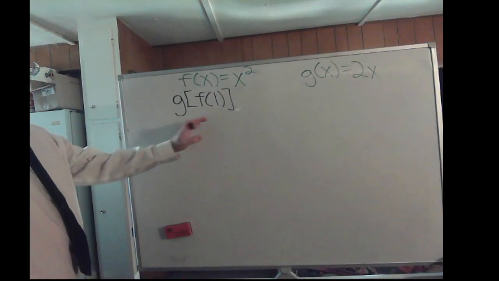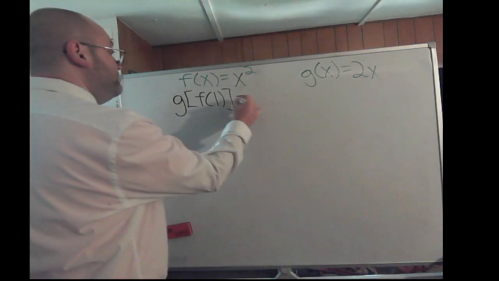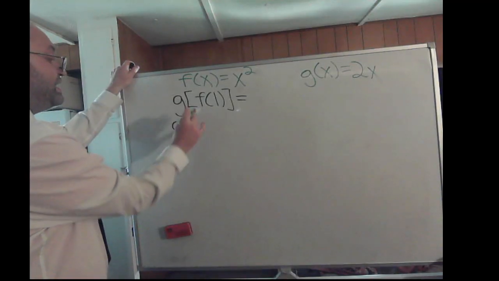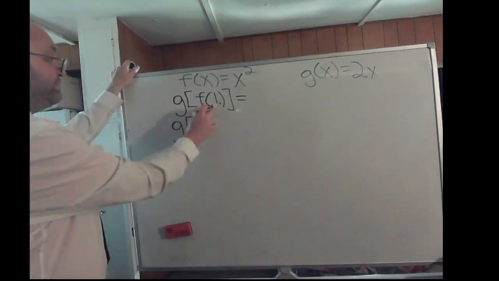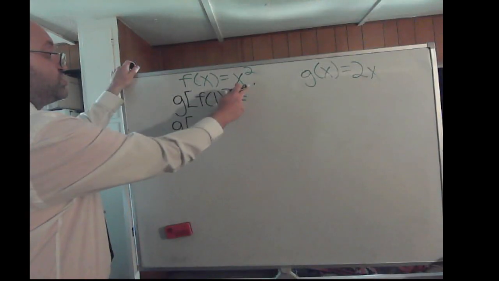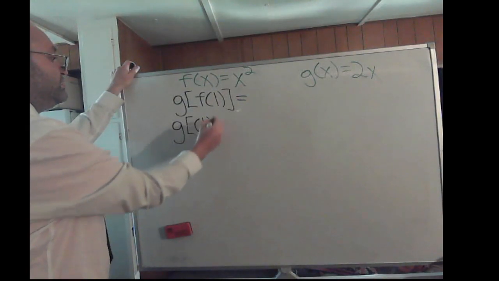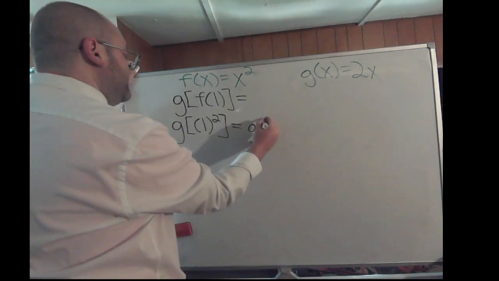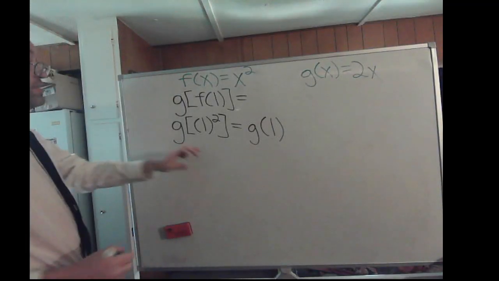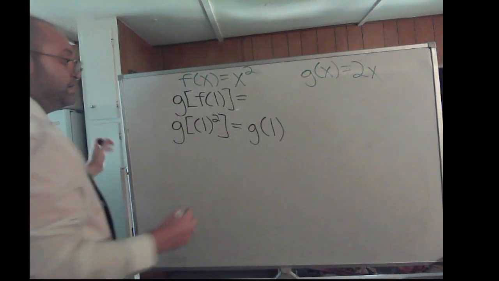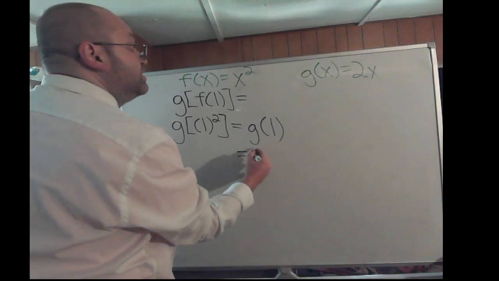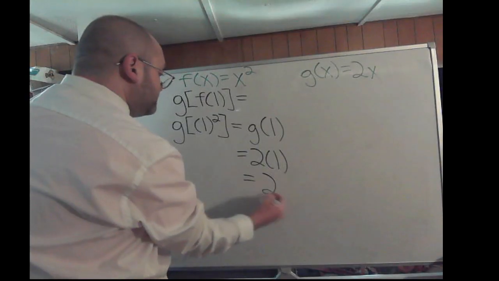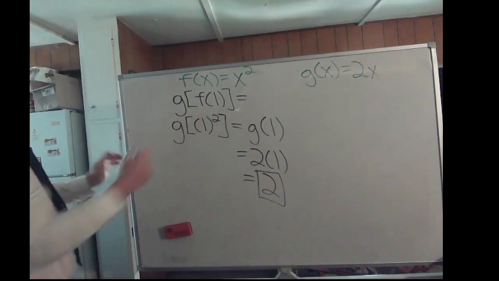What the heck is this? Okay, no need to panic. g of f of 1. So keep the g outside of your brackets. f of 1, just worry about that x squared equation. Put in the 1 for your x value. So that would be g of 1 squared, which would just end up being g of 1. Now you're down to g of 1. That's not so bad, is it? So g of 1, that's equal to, since g of x is 2x, you put in 2 times 1, which just equals 2. So g of f of 1 is simply 2.